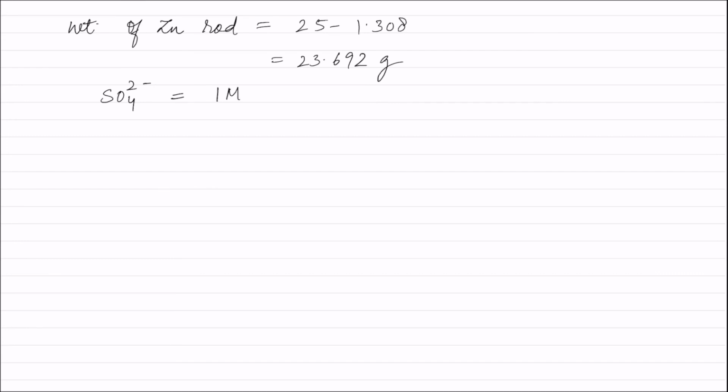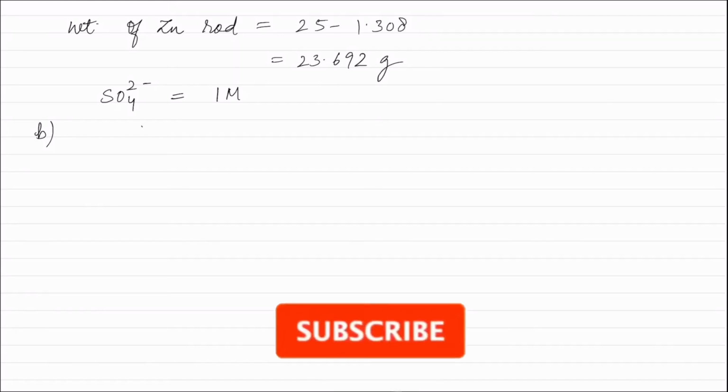Now in the B part of the question, since copper is less reactive than zinc, copper will not displace zinc from its salt, and therefore no reaction will take place, and the molarity of zinc sulphate remains the same, that is 2 M.